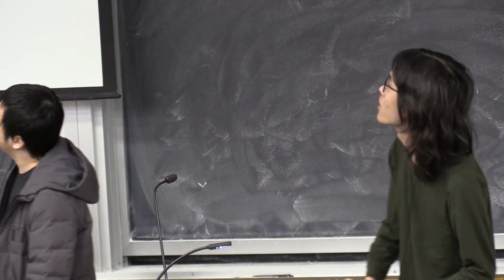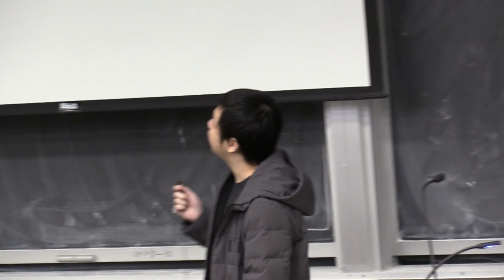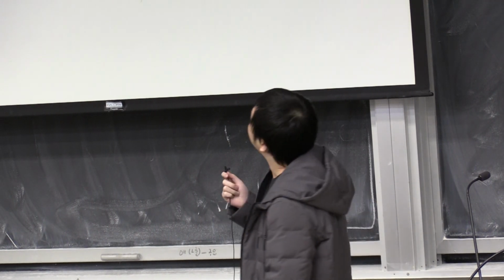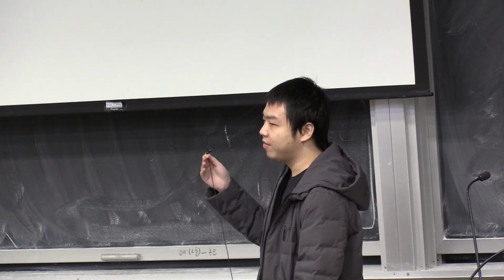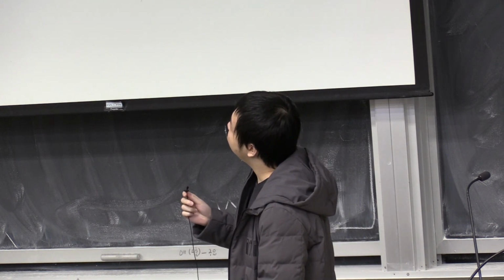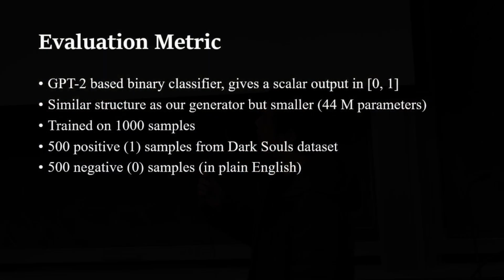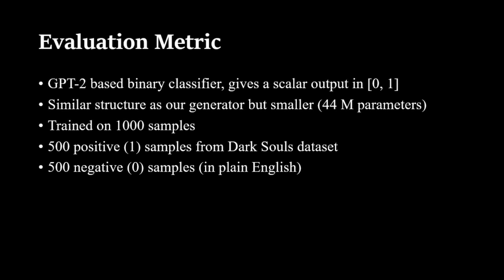For our evaluation metric, we use another GPT-2 transformer with a classifier head, which gives a scalar output that indicates whether it's Dark Souls style or not. It has a similar structure to our generator, but it's much smaller. We train this model on about 1,000 samples, half of which are positive samples randomly picked from our original data set. The other half are negative samples that describe the same things, but in plain English.